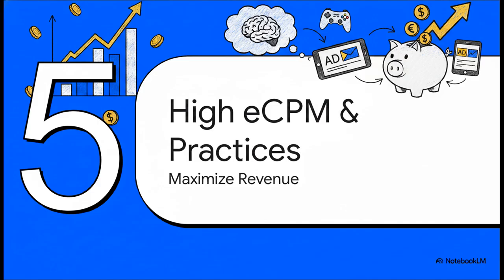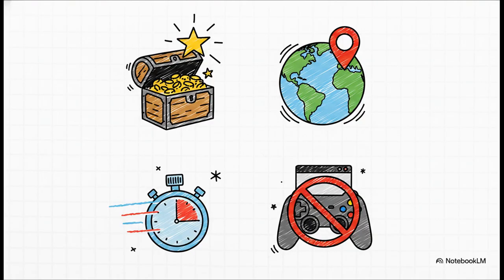Section 5. High eCPM and Best Practices. Knowing how to write the code is one thing, right? But strategizing for maximum revenue, that's what separates the amateurs from the pros. So here are your essential tactics to really boost that eCPM. First, maximize your use of rewarded ads wherever it organically makes sense in your game loop. Second, understand that the highest RPM mostly comes from targeting traffic in Tier 1 countries, places like the US, UK, Canada, and Germany.